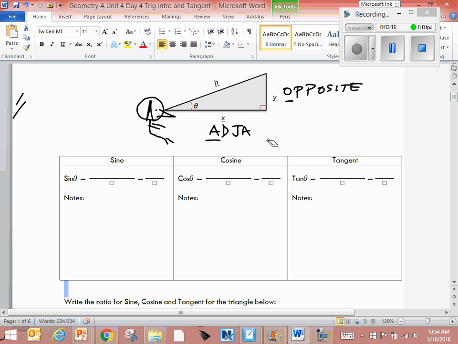Come on, adjacent. The O will be important, the A will be important, and hypotenuse, they use H for it. Hypotenuse.